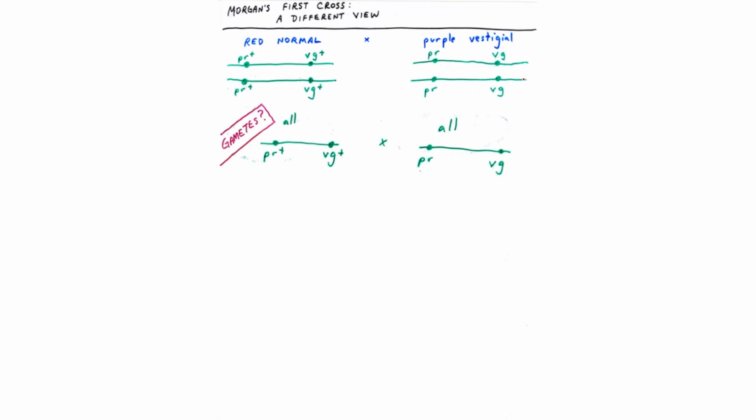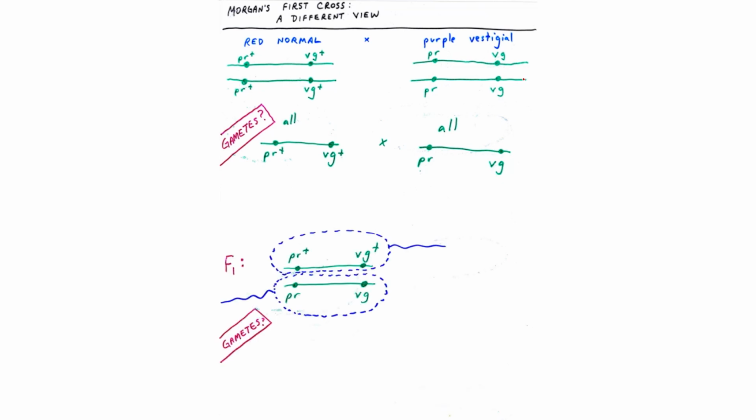When we look at what the gametes are, they're still going to be PR plus, VG plus for the F1. With the test crosser, it's going to be PR, VG. But the F1 is going to be like this. It's going to be PR plus PR, VG plus VG, but the PR plus and VG plus are always going to want to go together. So I've drawn a little dotted line around and a tail on it. If it makes a sperm, the PR plus and VG plus go together. The PR and VG go together.